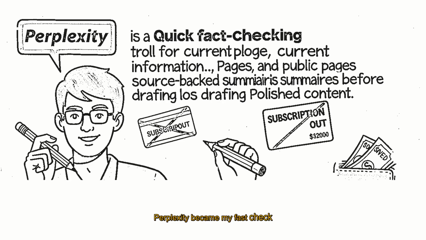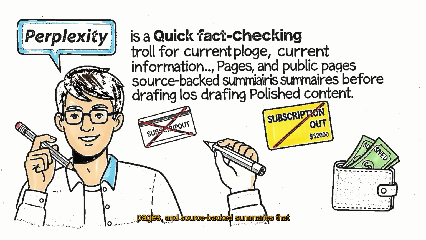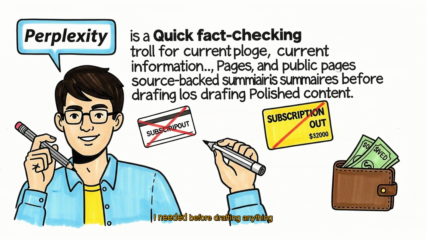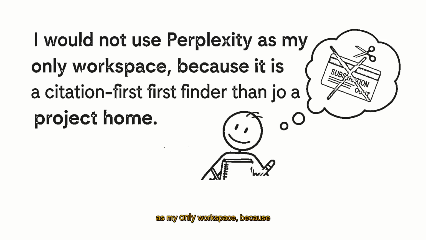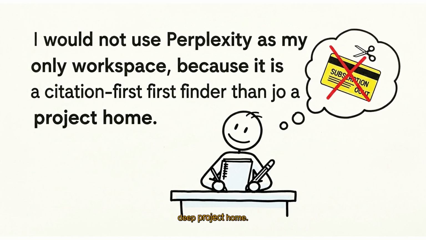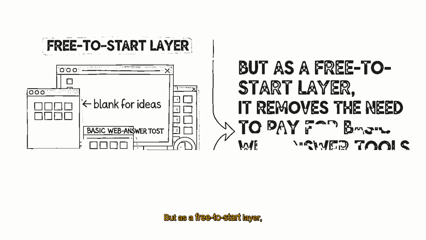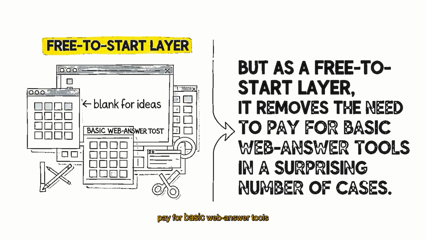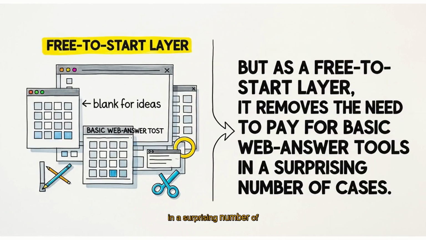Perplexity became my fast check tool for current information, public pages, and source-back summaries that I needed before drafting anything polished. I would not use Perplexity as my only workspace because it is stronger as a citation-first finder than as a deep project home. But as a free-to-start layer, it removes the need to pay for basic web answer tools in a surprising number of cases.